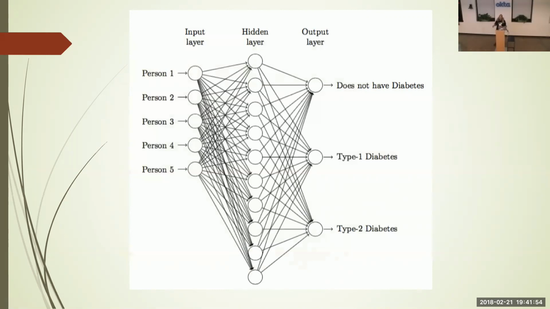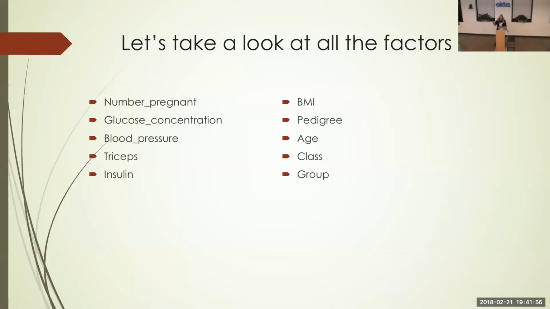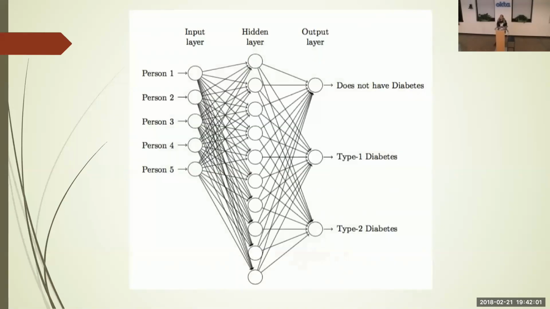The hidden layer are every single one of those features. So each one of these will be one of those sets of features in the hidden layer, and then our output layer will be, do they have diabetes? Yes, they do, they have type 1, or they have type 2.